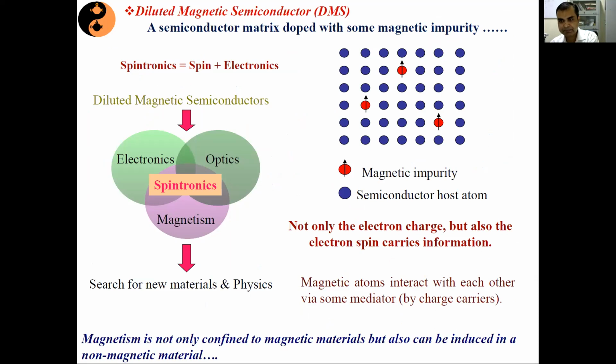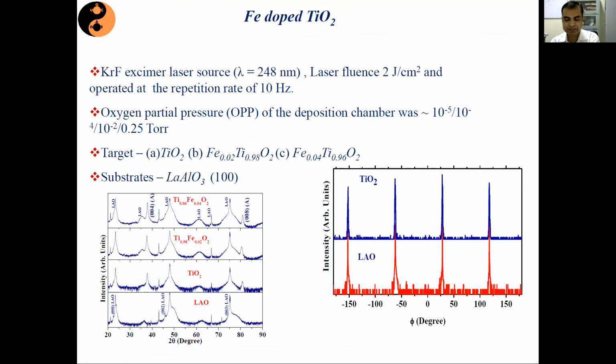Now we picked up an example of a dilute magnetic semiconductor to show you how this resonant photoemission spectroscopy allows us to probe the correlation of the electrical and magnetic properties in one of the systems, iron doped TiO2. We discussed its thin film growth yesterday, so I'm not going into that. I will just directly take you to the electronic structure and their magnetic properties.